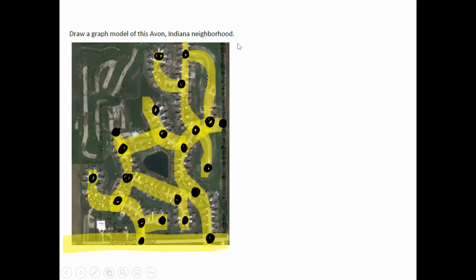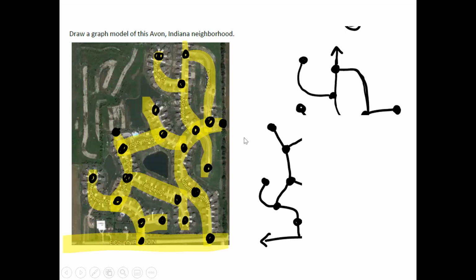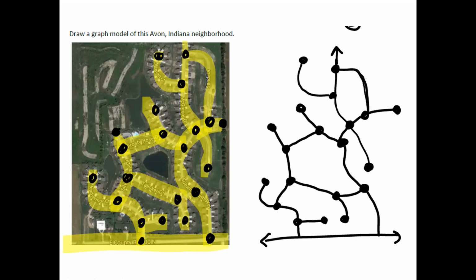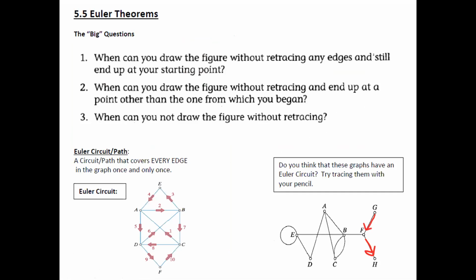All right, so then I'm going to have you guys do the same thing over here. Draw a model graph of Avon, which is the Indiana neighborhood. So pause the video and draw your vertices and also your edges. And your graph can look something similar to mine like this.